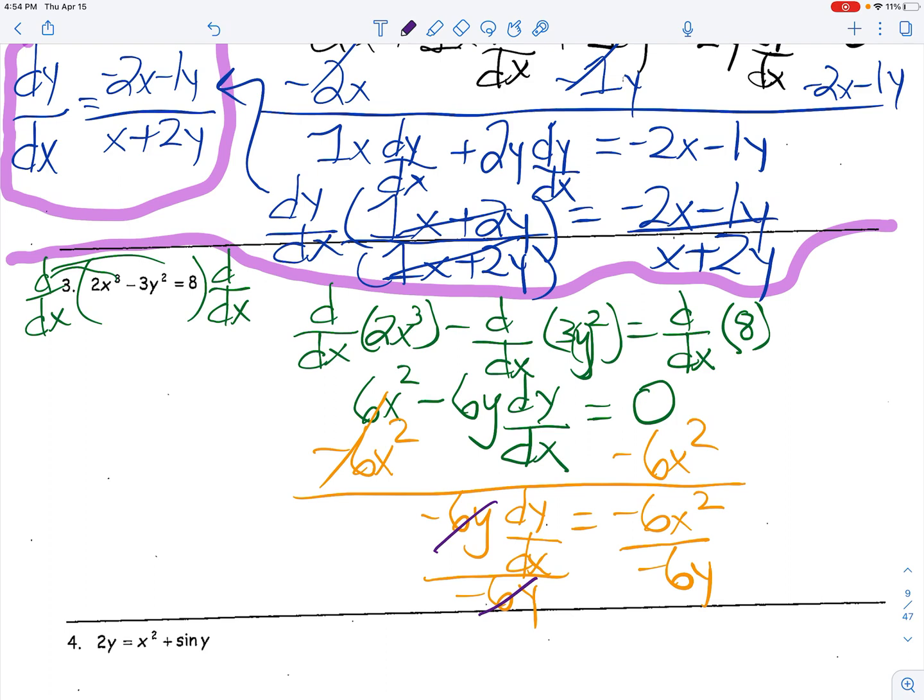6y, because they, right, will cross out. Right, if it's stuck to something and you're looking to isolate, you divide by that piece, right? 2x equals 10. You want to isolate for x, right? The 2 is stuck to the x, right? You divide both sides by 2.